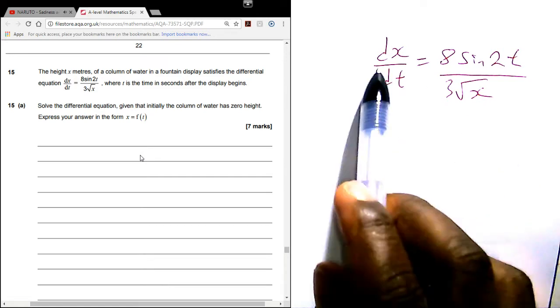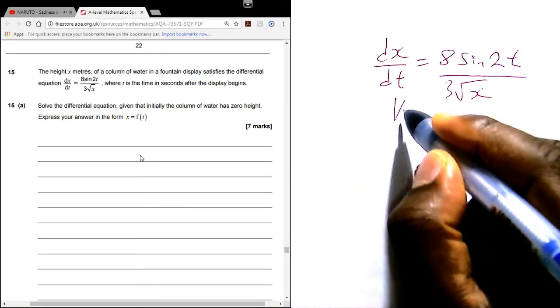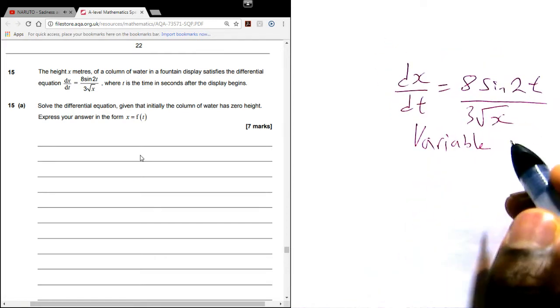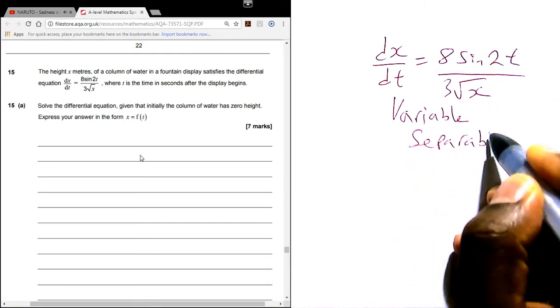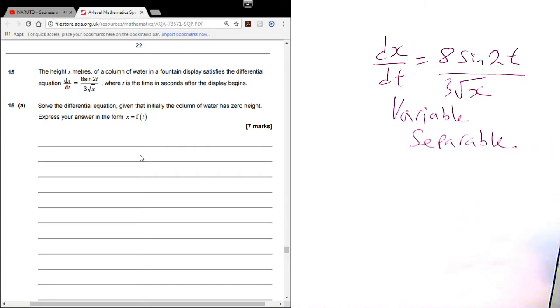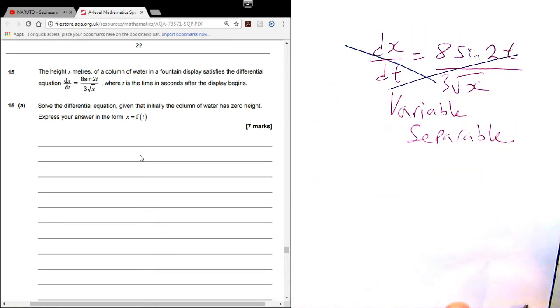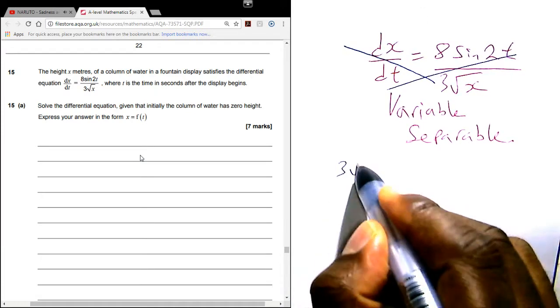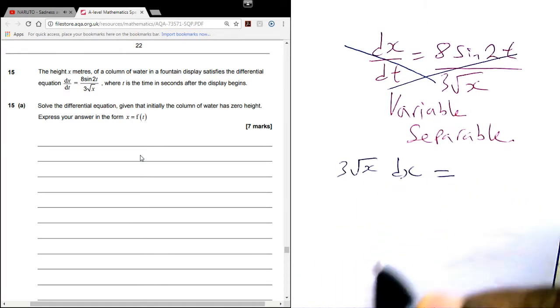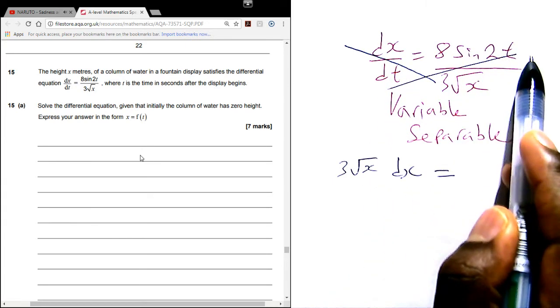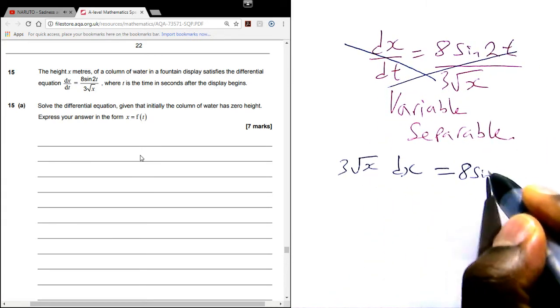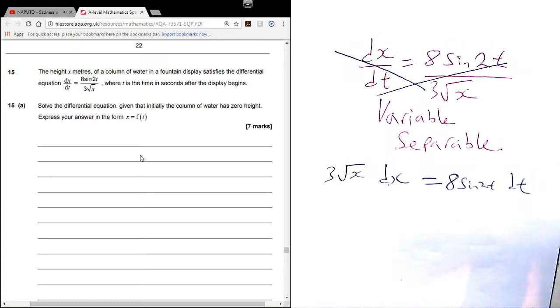So what you need to do is to separate the variables. We call it variable separable. So let the guys that have x go together, and let the guys that have t go together. So 3 root x dx goes to the left, and of course dt travels all the way to the top. So you have 8 sine 2t dt. You can call it the skull and bone method, you can call it cross multiplication, you can call it whatever you want. It's just collecting like terms, really.